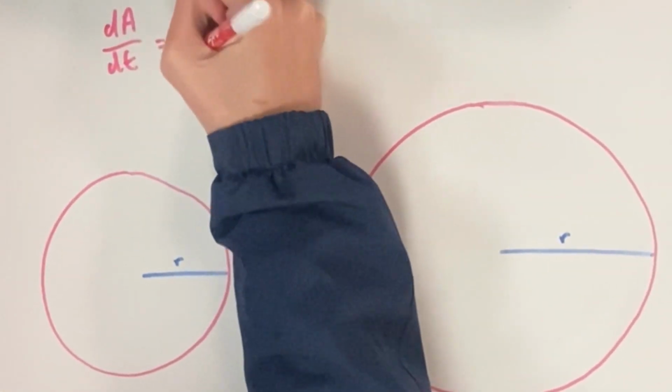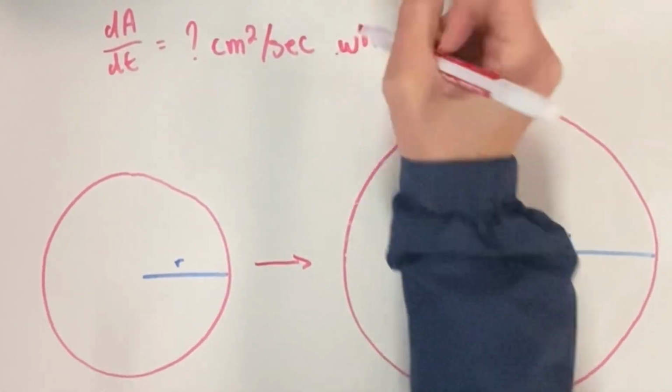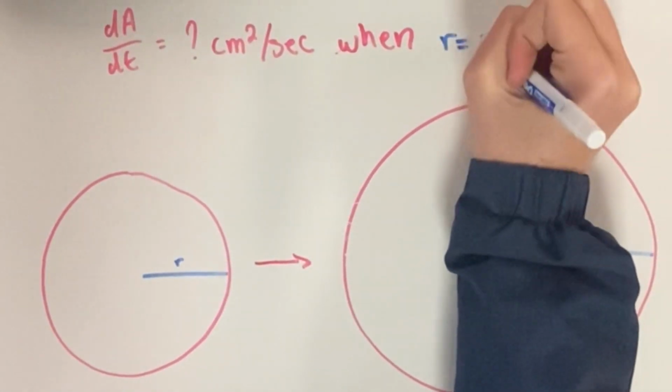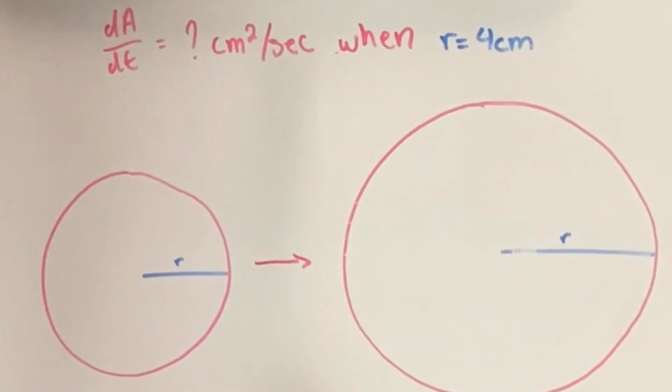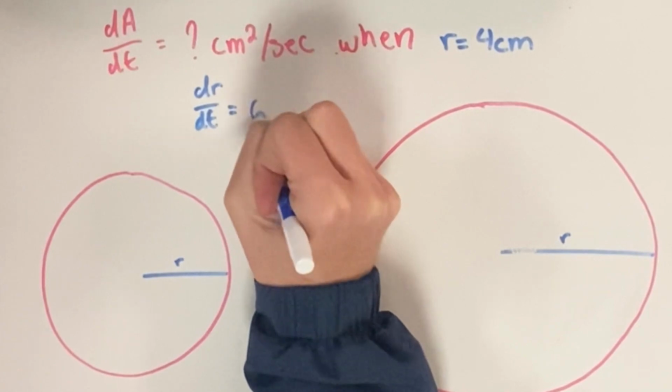First, we will draw a diagram of the problem, making sure to only label fixed values. From this, we can see the fixed value of dr/dt equals 6 centimeters per second. The radius equals 4 centimeters. We are trying to find the rate at which the area is increasing with respect to time.